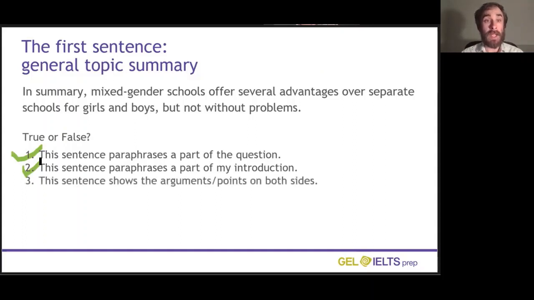Number 3, this sentence shows the arguments or the points on both sides of the argument. Look at the next question below this video and decide if that's true or false.